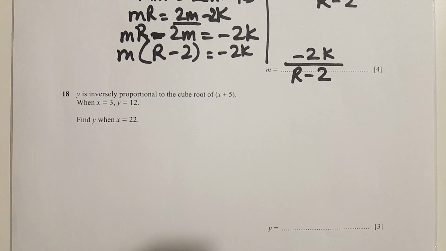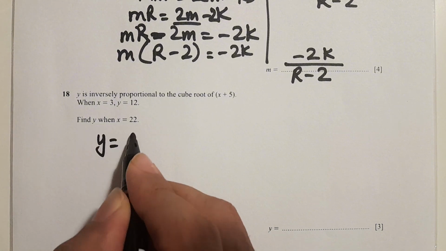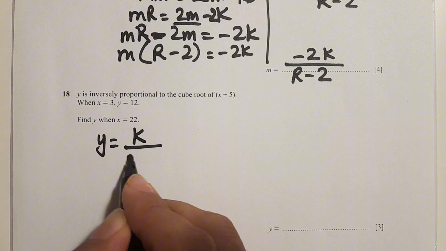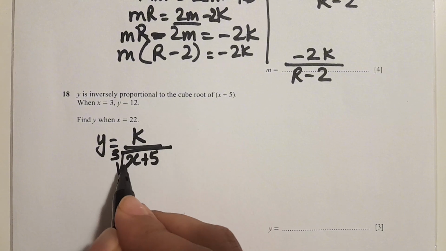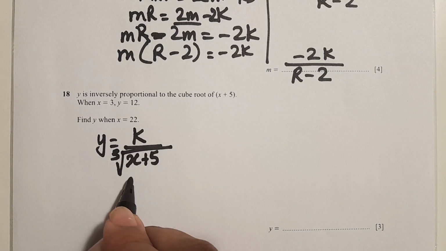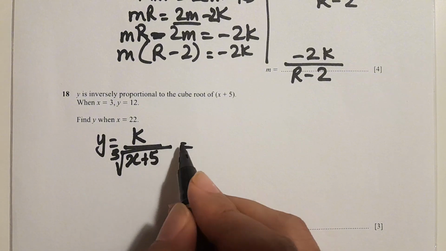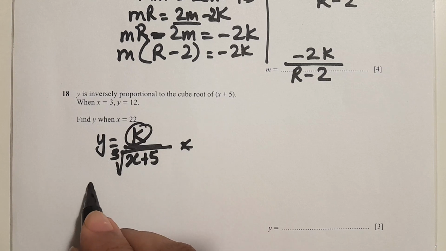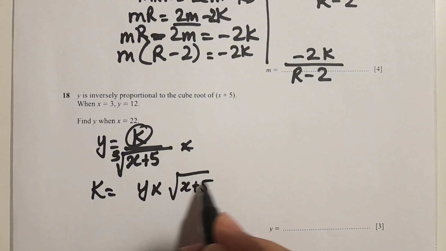For question 18, it states y is inversely proportional to the cube root of x plus 5. Inversely proportional means that we will write the formula as y is equal to k divided by the cube root of x plus 5. Here k is a constant, so k will be on top and the cube root of x plus 5 will be at the bottom, as the denominator. Then we will input the values to calculate the value of k. So k is equal to y multiplied by the cube root of x plus 5.